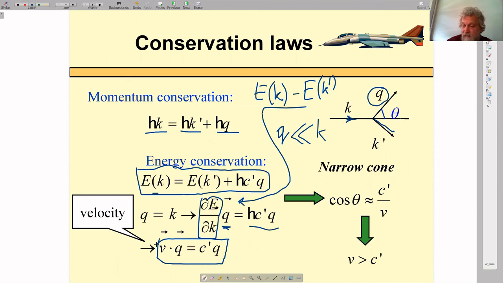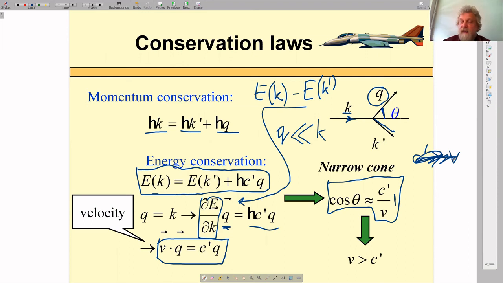And now we understand that this eventually gives an equation for the angle between the direction of K and the direction of Q. Right? So we understood, without making any quantum mechanical calculation, that Cherenkov radiation is emitted in a narrow cone with an angle defined by the ratio of the velocities. If C prime is bigger than V, then this cone just doesn't exist. If the motion is faster than the speed of light in the medium, then it does.